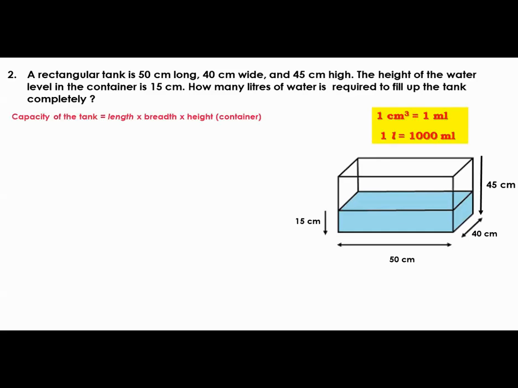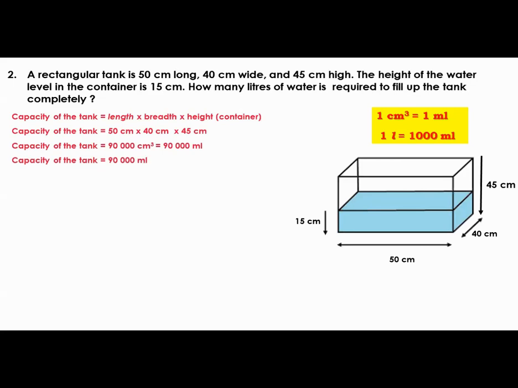To find out the total capacity of the tank, we will multiply the length, breadth and height of the container. Here, the length of the container is 50 centimeters, breadth of the container is 40 centimeters and height of the container is 45 centimeters. So 50 times 40 is 2000 and 2000 multiplied by 45 is 90,000. So the capacity of the tank is equal to 90,000 cubic centimeters, which is equal to 90,000 milliliters.